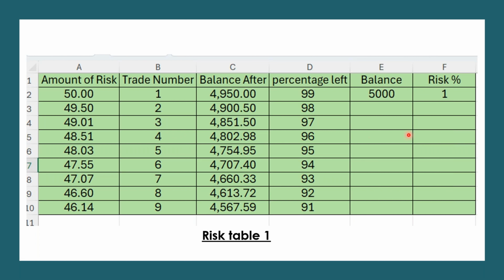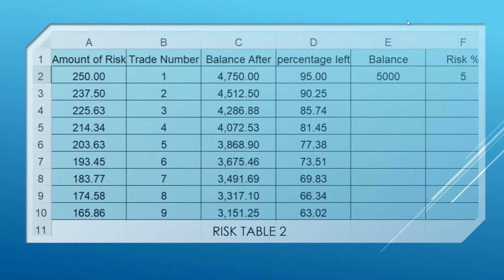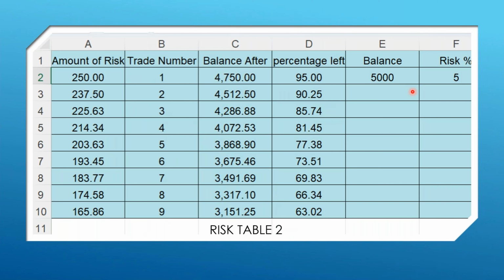So if you apply this principle of only risking 1%, after 9 losing trades, you will only lose 9% of your account. You will still have equity of 91%, or around $4,500 from your $5,000 account. If this number increased to 5%, if you decide to risk 5% of your account in each trade for the same number, 9 trades, and you lose all 9, you will have 63% left in your account, which equals around $3,150 from your initial $5,000.